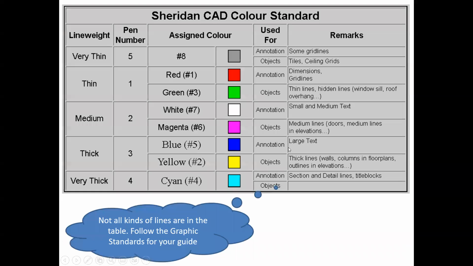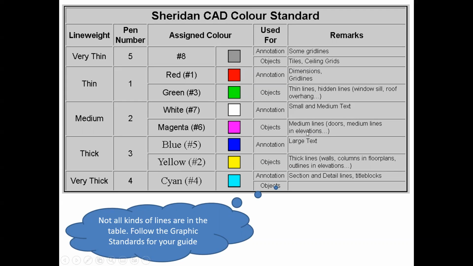Next is color standard. So what color do you use for the layer, right? For example, if this is a grid line, so that layer could be A01 grid, color is gray, and it's used for grid lines for annotation, objects, tiles, ceiling grids, right? This is a thin line or very thin line. And then red, we use this for assigning this to the layer for annotation, right? Dimensions, grid line, and green for object lines, which are thin, right? So it's a little bit thicker than the very thin gray color. Then we have white. This is for annotation for small and medium text sizes, or magenta, right? These are for the objects, medium lines like doors.